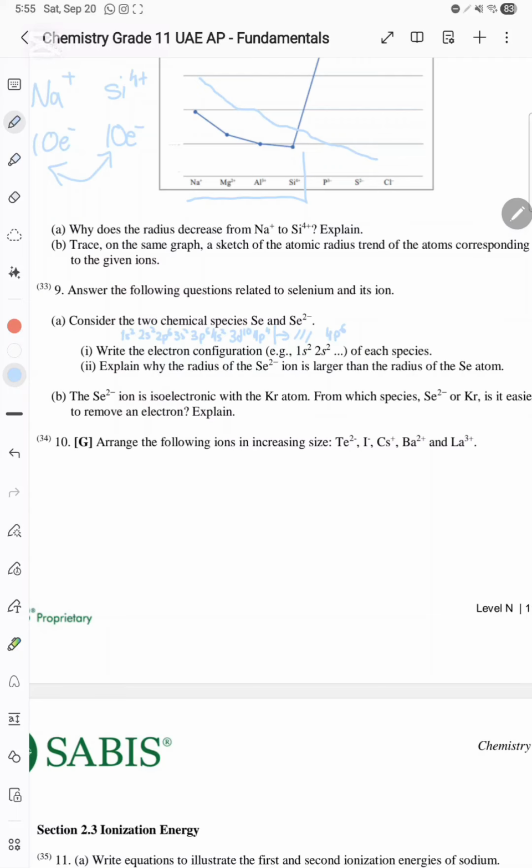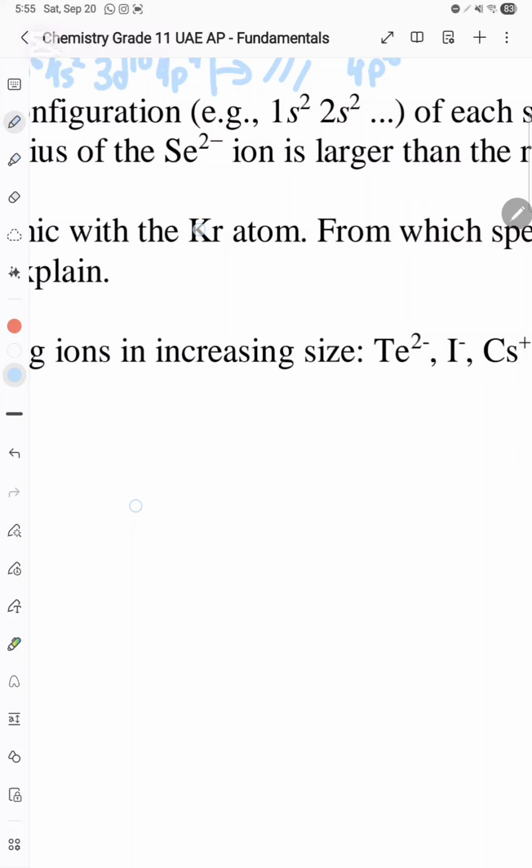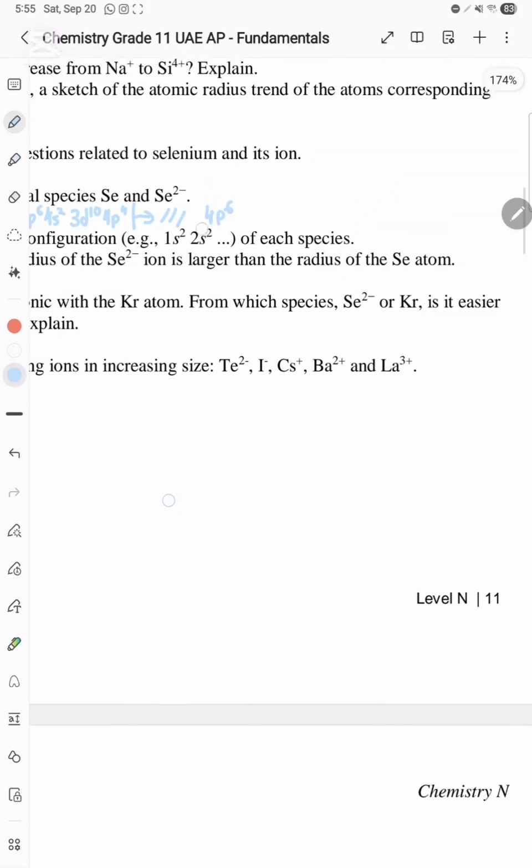Anyways, arrange the following in increasing size. First of all, we need to make sure they're all isoelectronic. Now, when you write out all the electronic configurations, or just look at your periodic table, find out how many. Actually, I'm gonna find out.